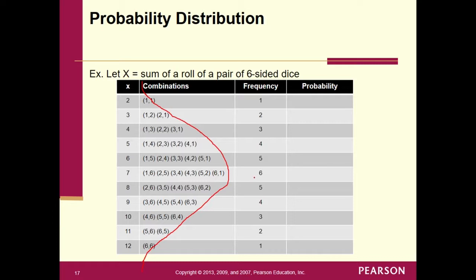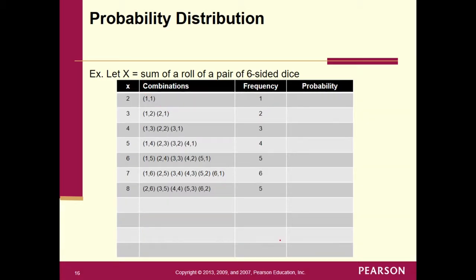So the sum of all these frequencies is 36, and so what does that mean with regards to the probability of getting a 2? Well, there's only one way of doing this out of a total of 36.